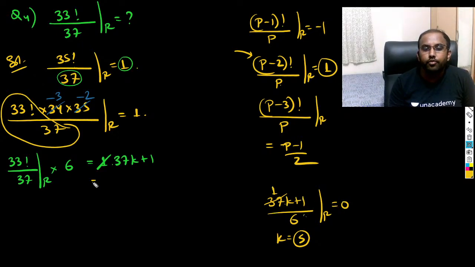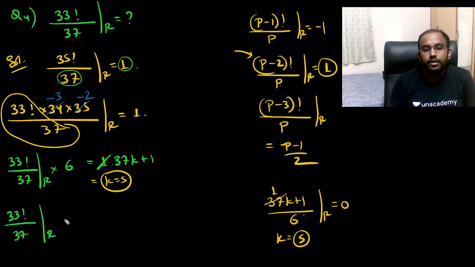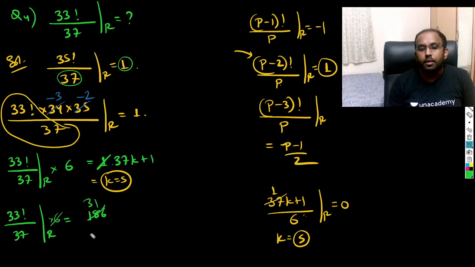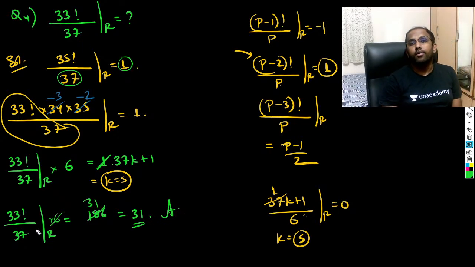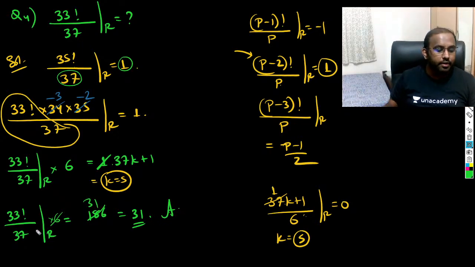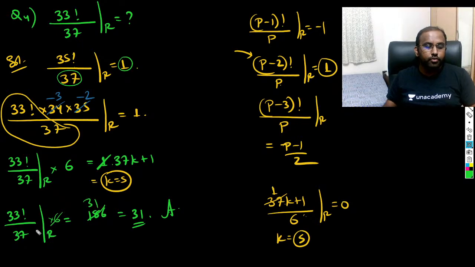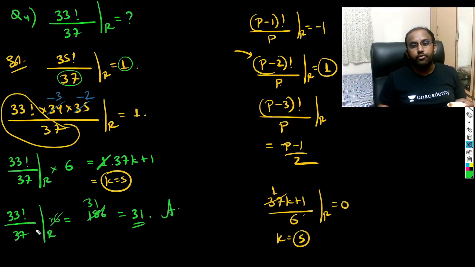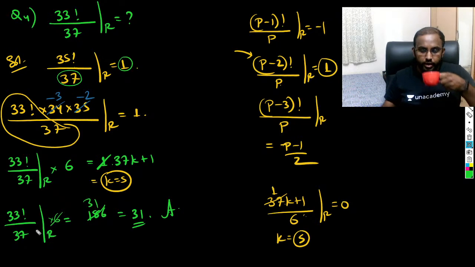Once I put k equal to 5 here, what do I get? 33 factorial by 37, its remainder, at k equal to 5, this becomes 186. And this will cancel this 6 as 31. That means 31 is the answer for this question. It's a very good concept: how do you handle remainders in fractions?